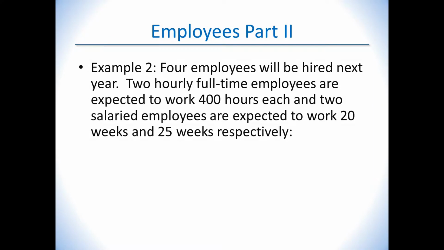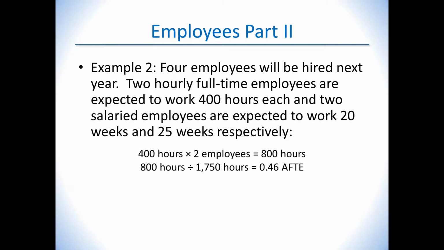Example 2. 4 full-time employees will be hired at various points next year. 2 hourly full-time employees are expected to work 400 hours each, and 2 salaried full-time employees are expected to work 20 weeks and 25 weeks respectively. If we take 400 times the 2 employees, we get 800 hours. 800 hours divided by 1,750 hours is equal to 0.46 AFTE.